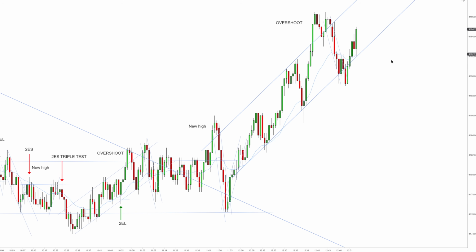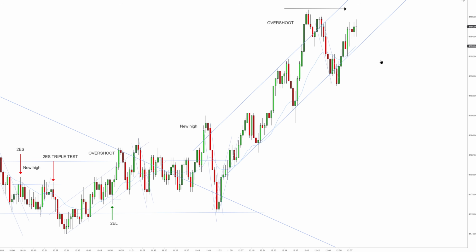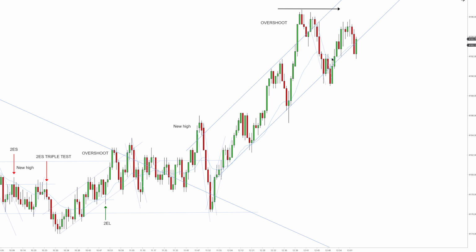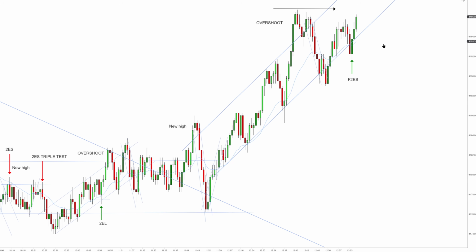Why am I expecting a failed second entry short? Well, because this uptrend, going by trendline rules, needs to get a new extreme. So let's see if we're going to get it. And we have a new low, first entry short, pullback, second entry short failure. Great signal bar, almost closing on its high, managed to close above EMA, and because the uptrend needs to get a new extreme, this is a good failed second entry short.